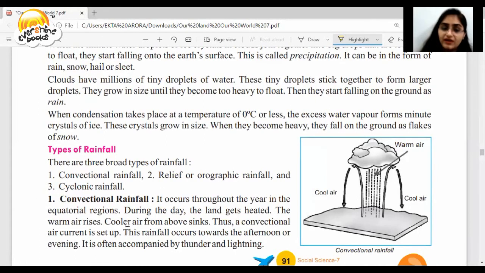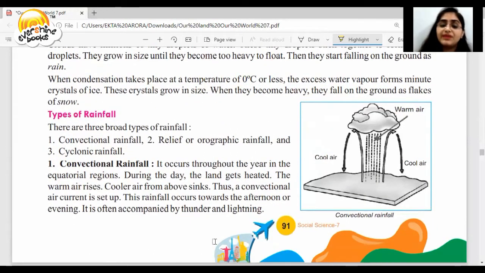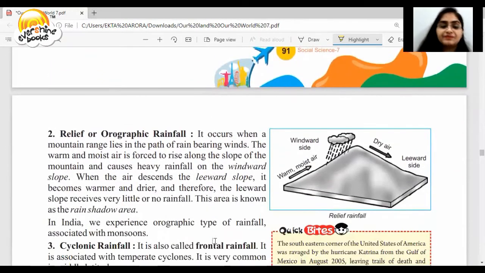What is convectional rainfall? It occurs throughout the year in the equatorial region. During the day, the land gets heated. We have already read it. The warm air rises. We know this. Cooler air from above sinks. Thus, a convection air current is set up. This rainfall occurs toward the afternoon or in the evening. It is often accompanied by thunder and lightning.